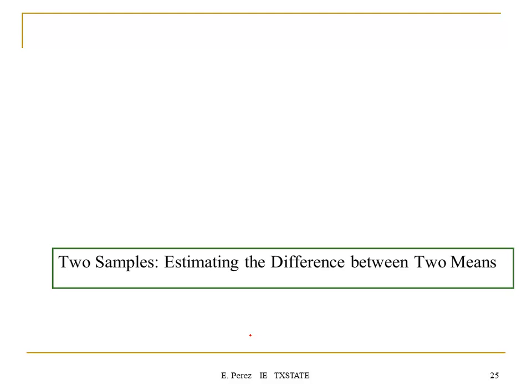And now we have two samples. We started with the one sample confidence intervals. Now we are looking at two samples. And what we are interested in is estimating the difference between two means.